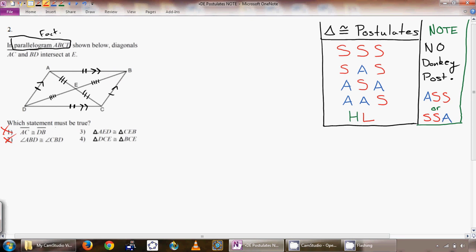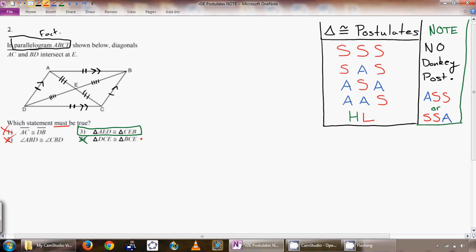Okay, and it says which must be true. Let's skip down to 4. Triangle DCE. That triangle is congruent to BCE. And you can tell they're not the same shape, same size, I mean, as well. By process of elimination, it seems that our answer is number 3, and we'll just confirm that.